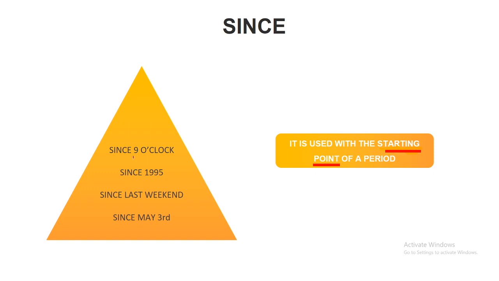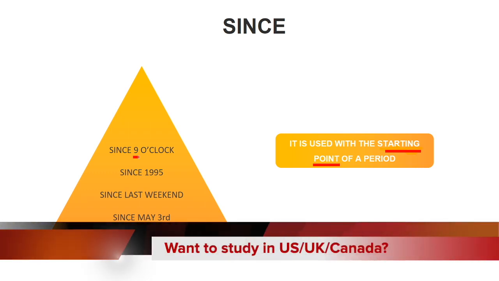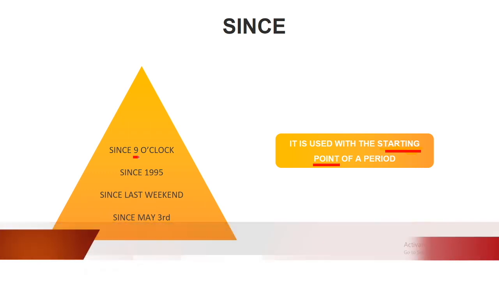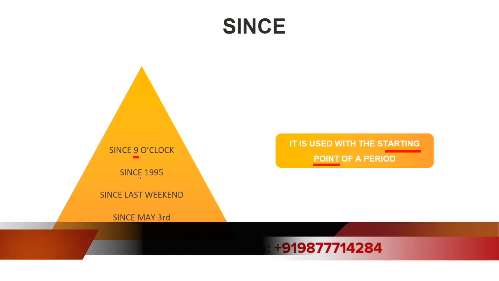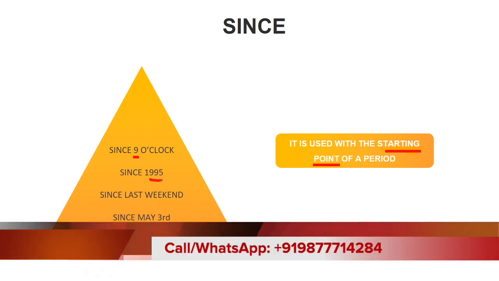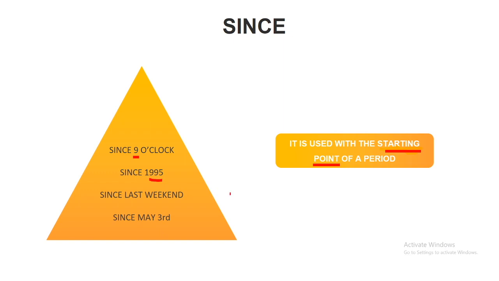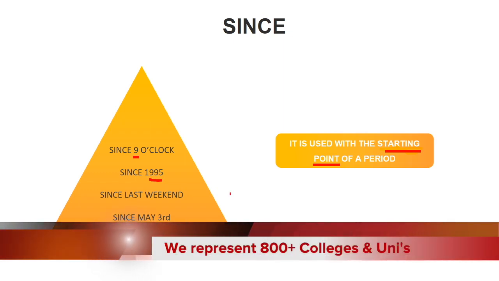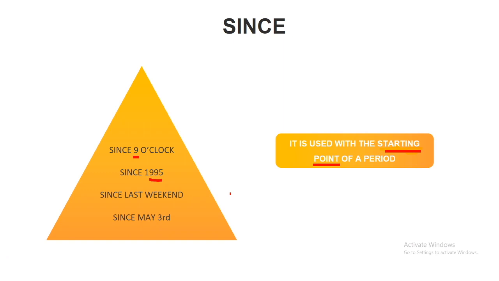So since 9 o'clock, what is 9? It's the starting point. Since 9 o'clock I have been waiting for you. 9 o'clock से मैं आपका इंतज़ार कर रहा हूँ. Right? So since 9 o'clock. Since 1995, yet again it's a starting point. 1995 से मैं खाना बना रहा हूँ, all right. और since 1995 I have been playing cricket. Okay, so I have been doing since 1995.